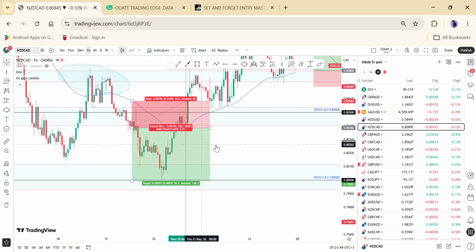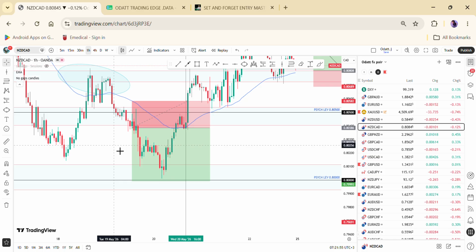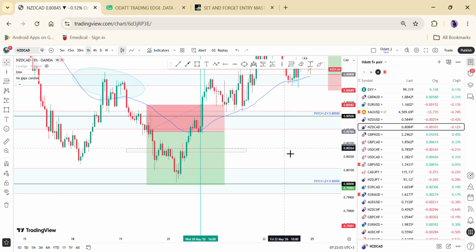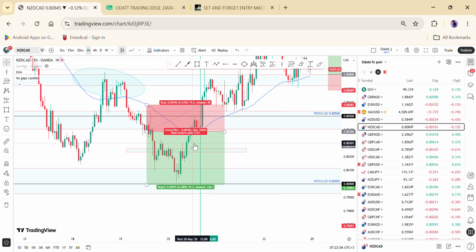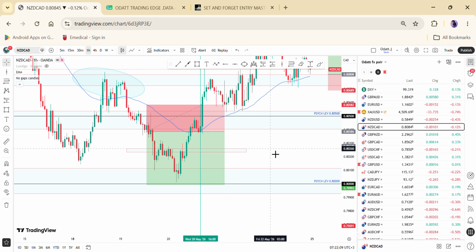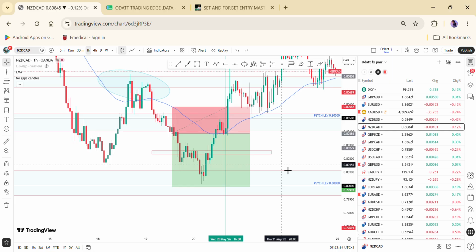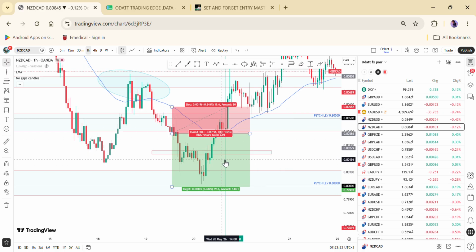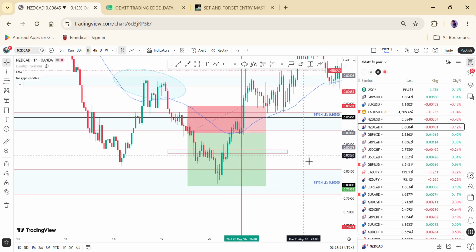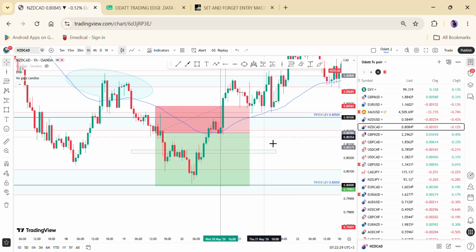First, 1 hour, we have already shifted structure over here. And now what we need is for the price in the 1 hour time frame to be under the EMA, to indicate okay, fine, we shifted structure, but also we are under the dynamic support and resistance, the 50 EMA.